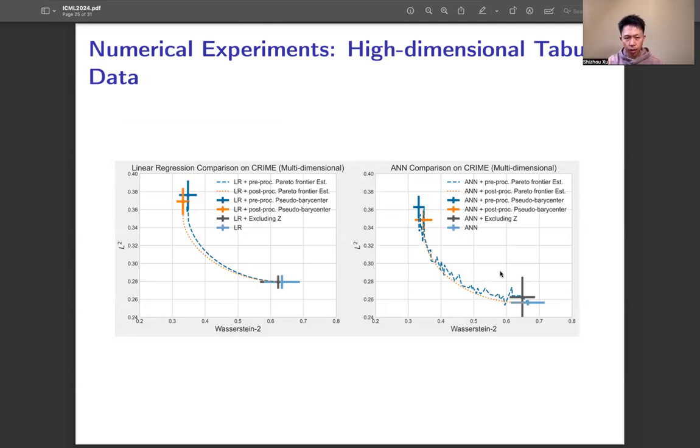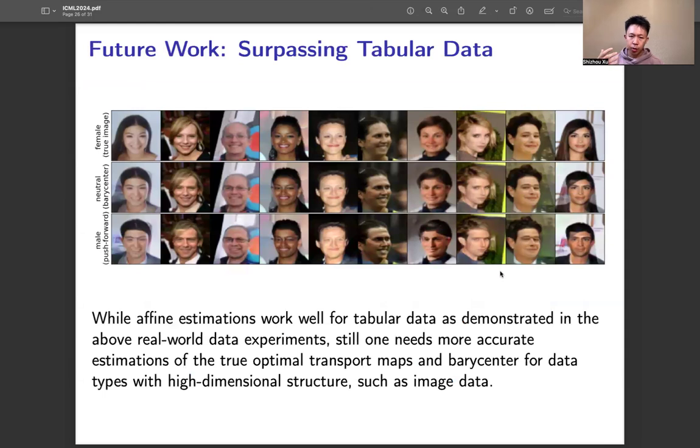So we also plot the Pareto frontier for high-dimensional tabular data. However, when dealing with data with fluid, high-dimensional structures such as image data, affine estimation doesn't work. So in order to bring out the true power of our theoretical results, we are now working on using neural network structures such as GAN or transformer to estimate the true optimal transport maps and the true Bayes optimal. This is ongoing work, so I will show a preliminary result.